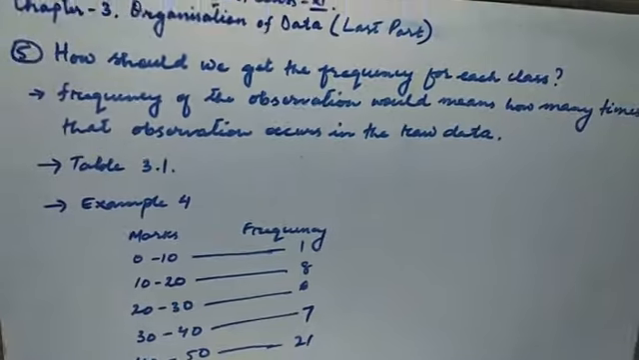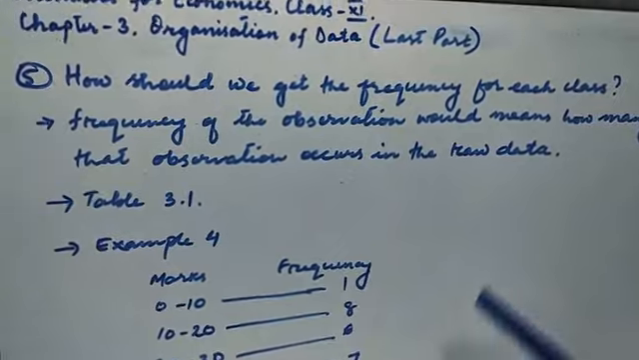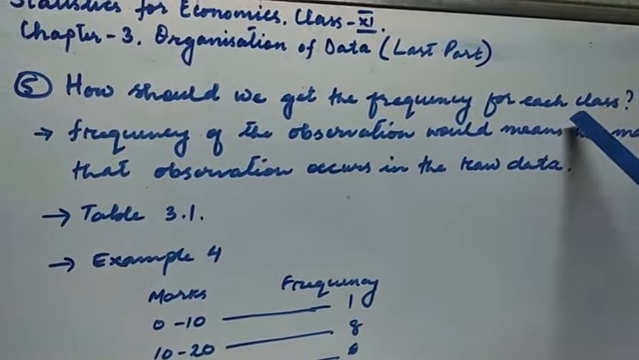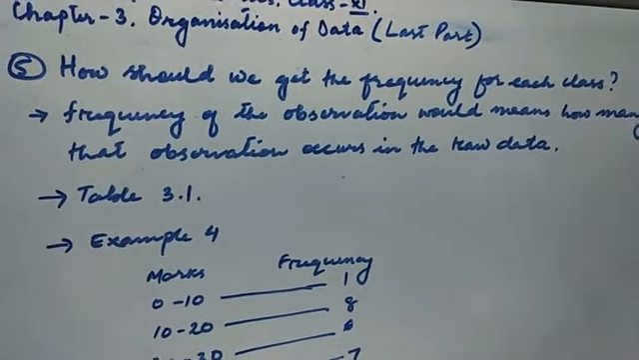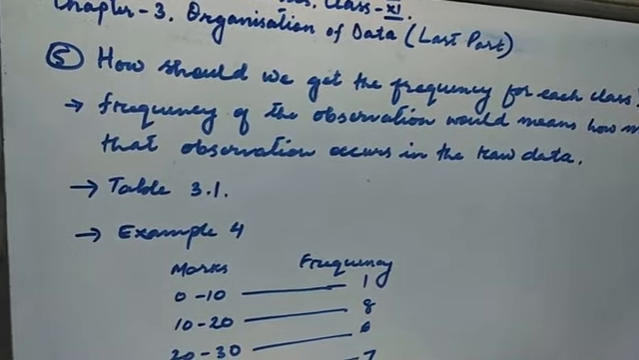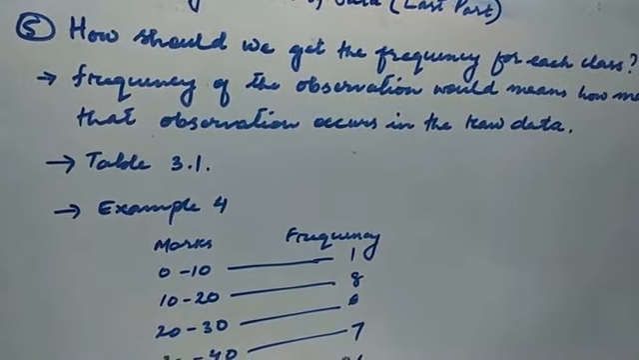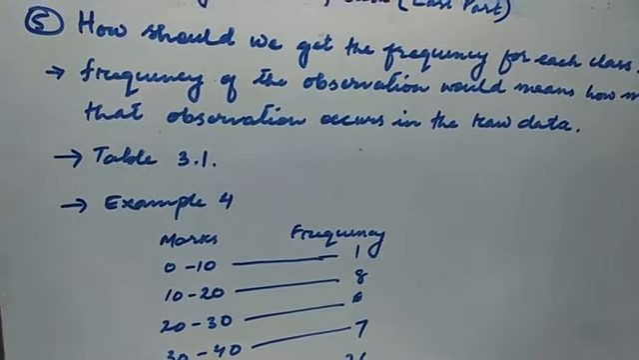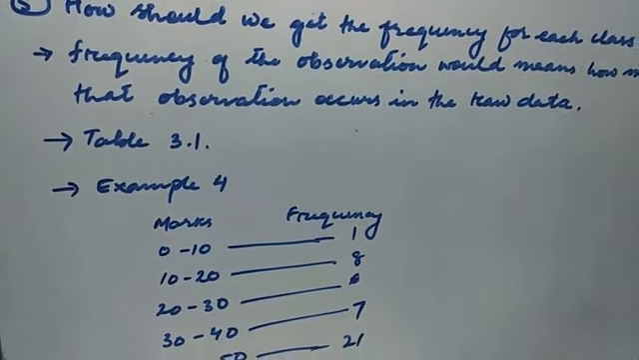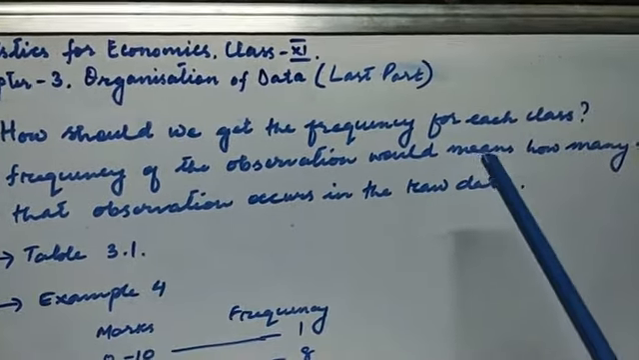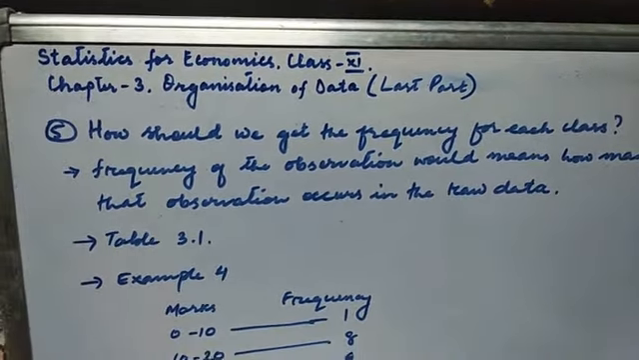While constructing a frequency distribution, the last question we have to answer is how we should get the frequency of the classes. We are taking the example of table 3.1, which we looked at in the previous lecture, and example 4. Refer to the materials that I have sent you, table 3.1 and example 4. The frequency of an observation means how many times that observation occurs in the raw data.